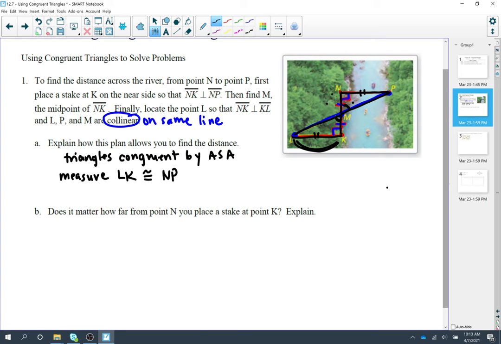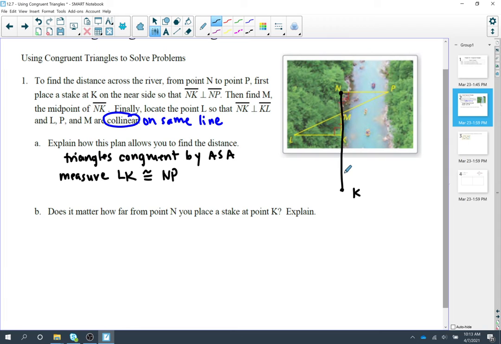Part B, does it matter how far from point N you place a stake K? Explain. So here's N. They're wondering, does it matter how far you put K? Like, what if I were to put K the whole way down here? Okay, so let me erase a little bit so this isn't as confusing. So let's say I put K the whole way down here, and I made this go like this.